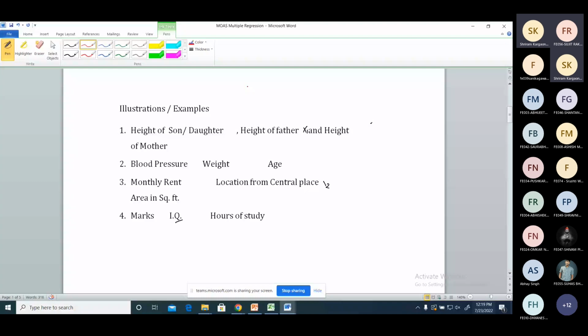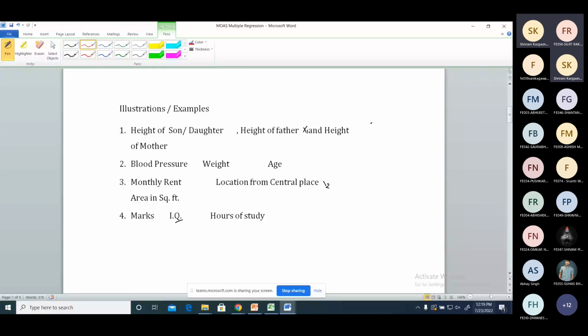What is the need of multiple regression? Now, what is simple regression? Simple regression means studying two variables at a time, right? Means regression between the two variables. Now, many times we observe that two variables are not sufficient. We need more variables, at least three.